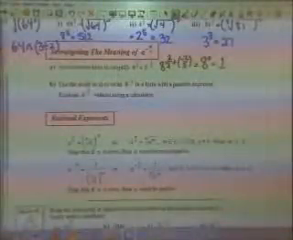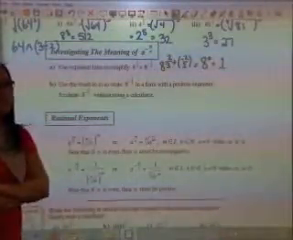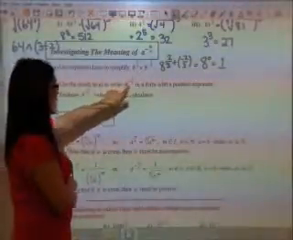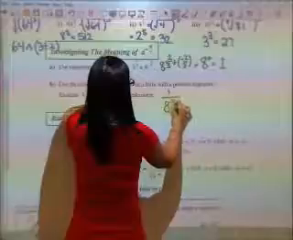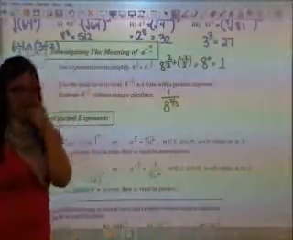So what we're asked to do is to use the result to write 8 to the power of negative 2/3 in a form with a positive exponent. So with a positive exponent, we've already done this. We take the base and we flip it. And there's my positive exponent.